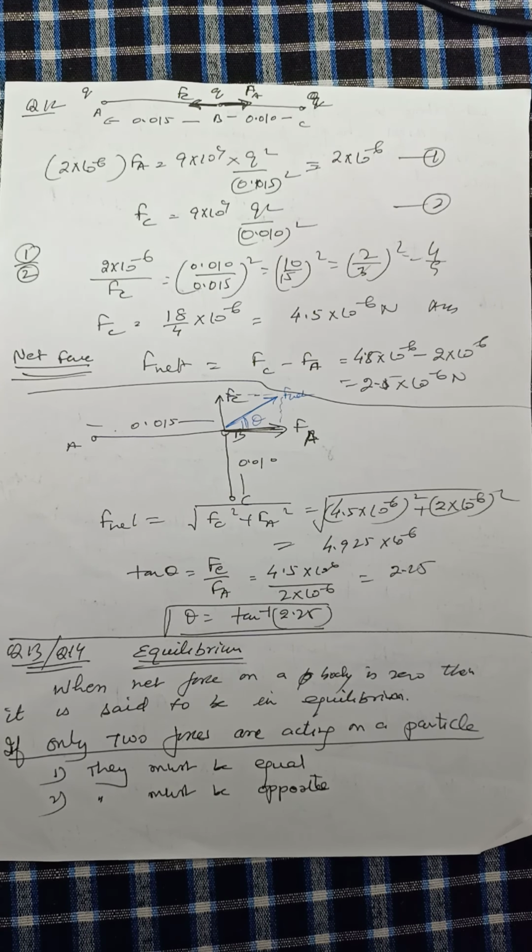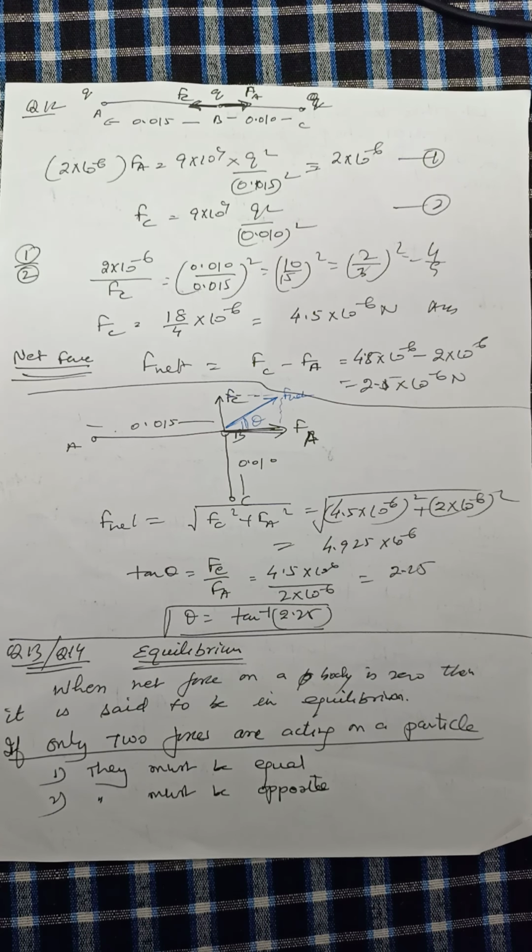Now, if there are only two forces acting on a particle, then for equilibrium the forces must cancel each other. They will cancel each other only if, number one, they are equal. If they are equal, then only they can cancel each other. Second, they must be opposite to each other.